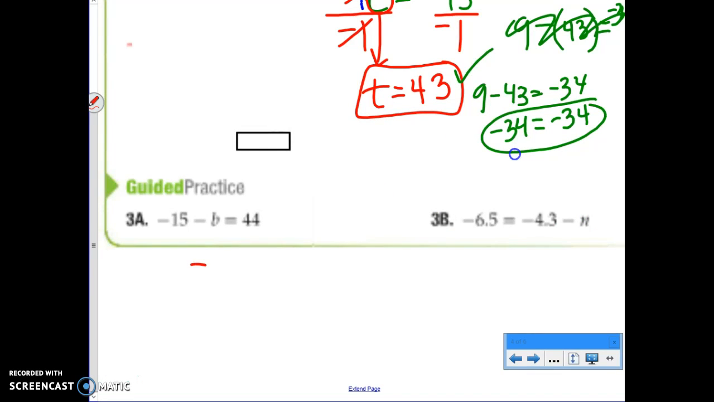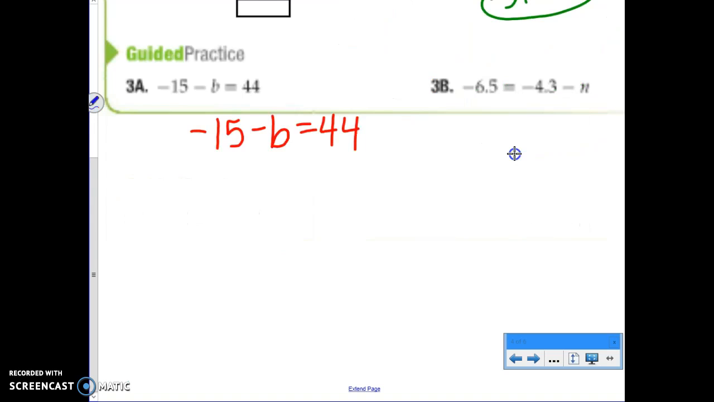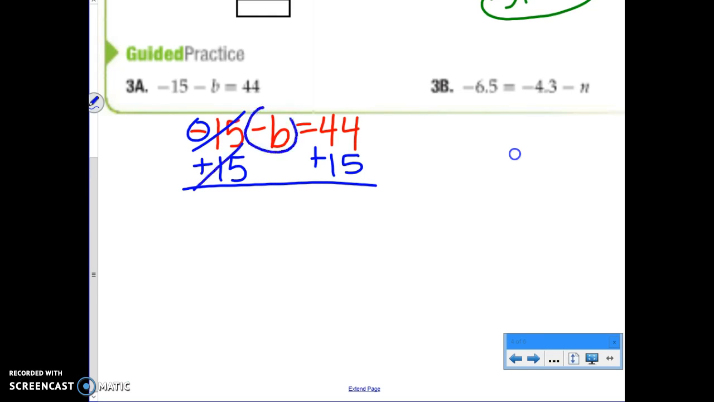Here in A, it says negative 15 minus b equals 44. So remember, my first job is to get rid of any terms that do not have a b or that variable next to it. The opposite of subtraction is addition, so I want to add 15 to both sides. And after I do that, these will cancel out and make a 0. Remember that the sign before that term is going to stick with that term, so I'm really left with a negative b, and that has to equal 44 plus 15 gives me 59.